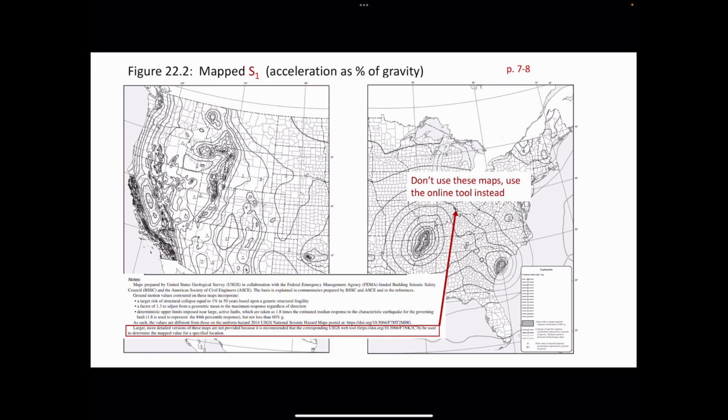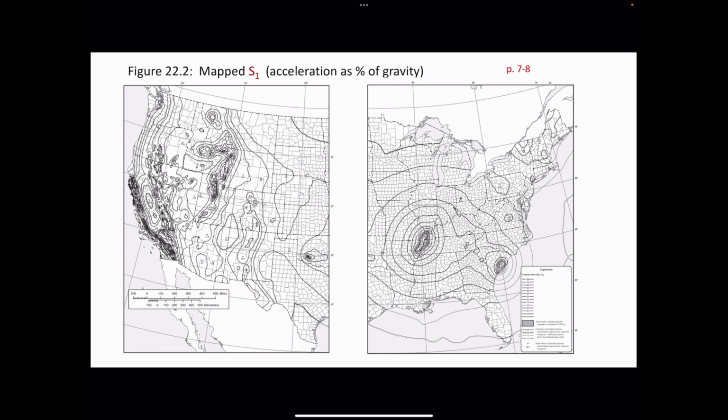But the reason that I provided these maps in your handout, right, is because I think it's nice to see the big picture. It's helpful to get a feel for where the hot spots are across the country, if you will. And then also just for perspective, right? Like this is how it used to be done. Kind of nice that we don't have to read those maps anymore.